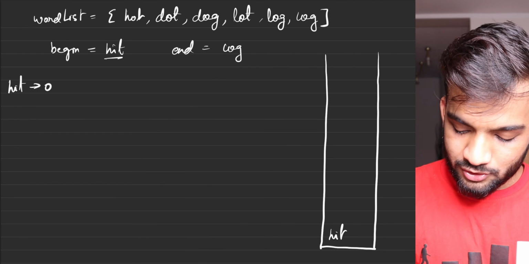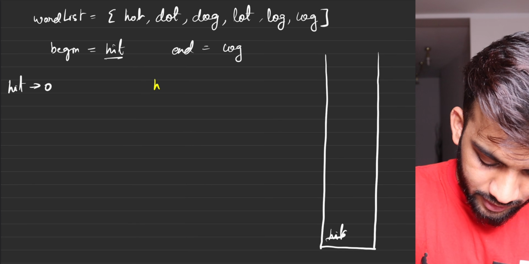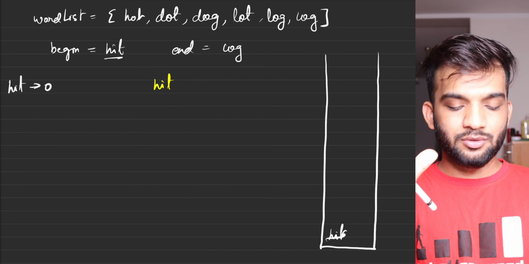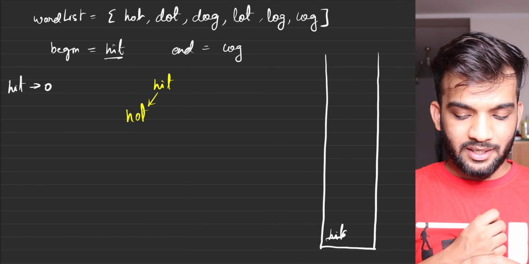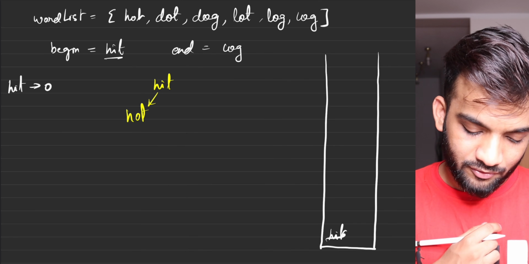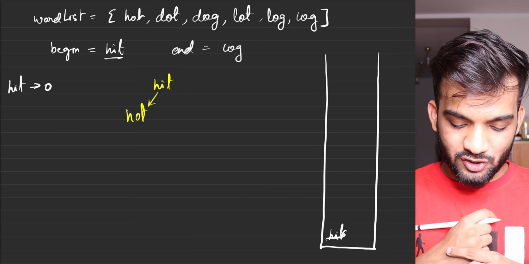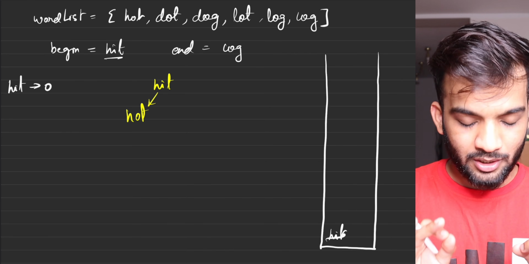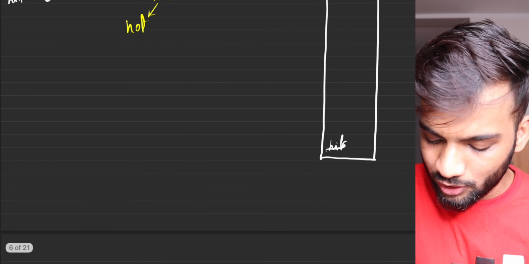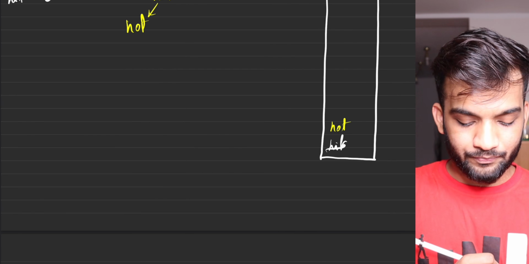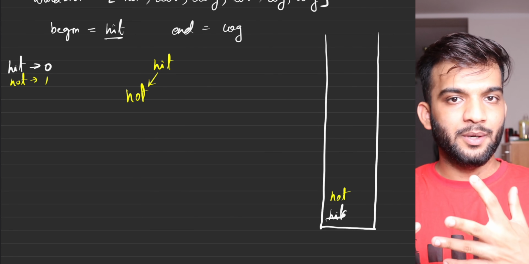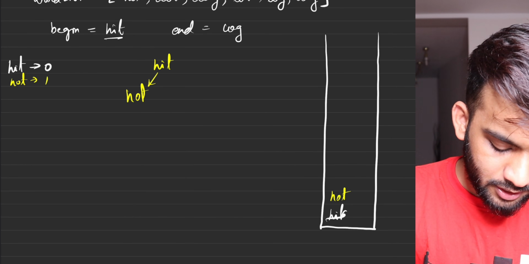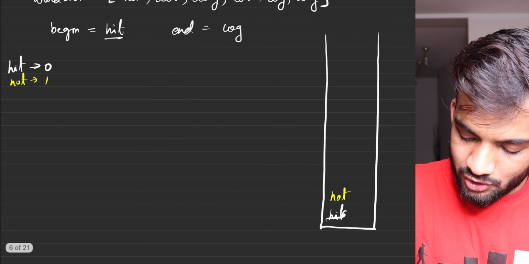Done. So take out hit. What can hit be converted to? Try to convert it. Hit will be converted to hot. Is it possible to convert it to anything else? Have a quick check and we see that it is not possible. So you'll put hot into the queue. At the same time, you will store it in the map as 1, because at step 1 you got it, right? Done. Next, you get hot.